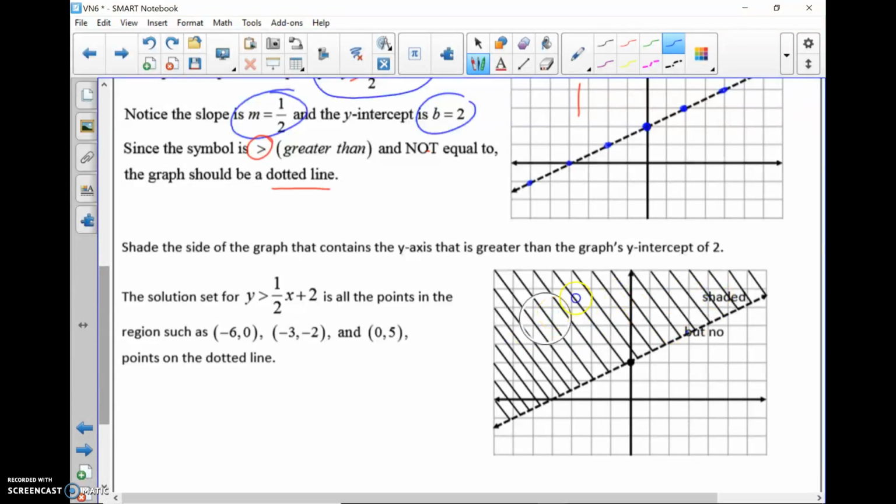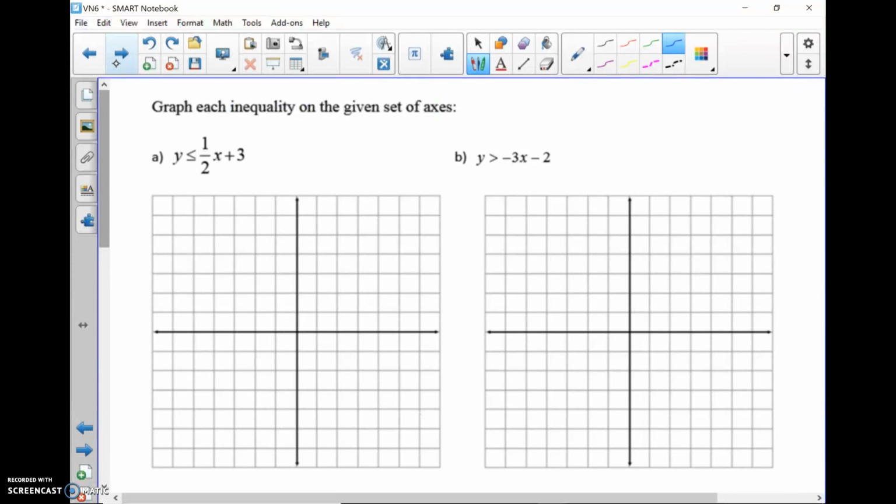It's kind of like when you have x is greater than 2. 2 is not in the answer. It's just the numbers greater than 2. But if you say x is greater than or equal to 2, well, now 2 is in the answer. It's like now the point's on the line. So let's try a couple examples.